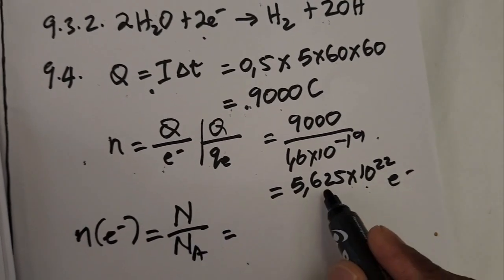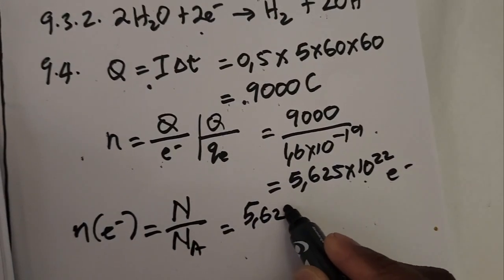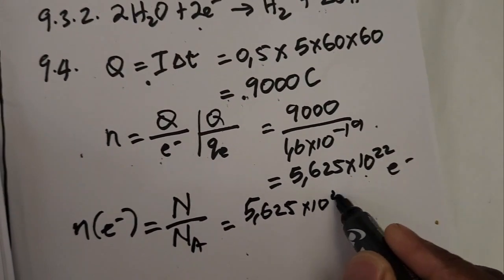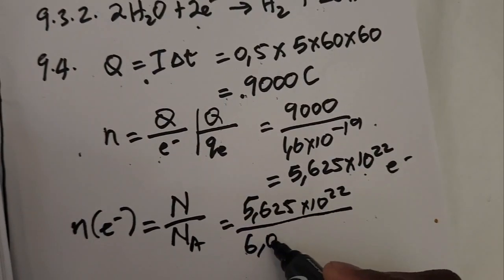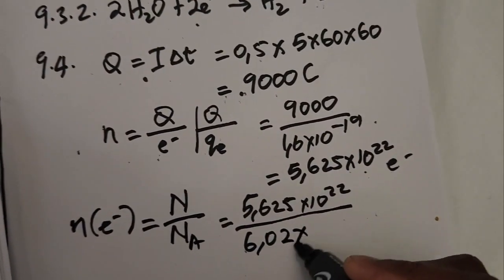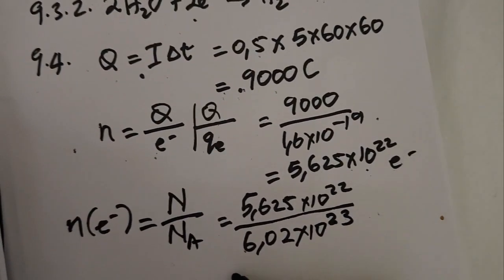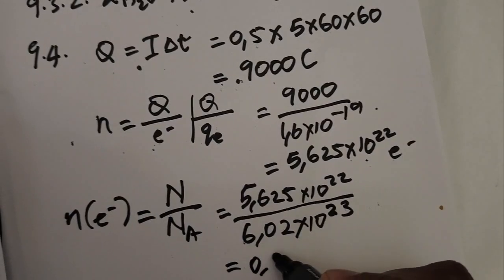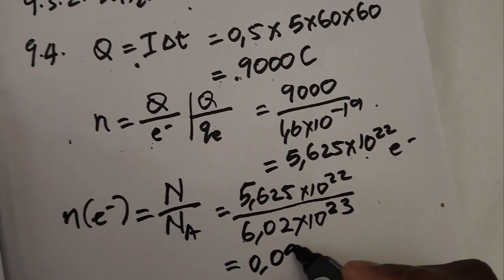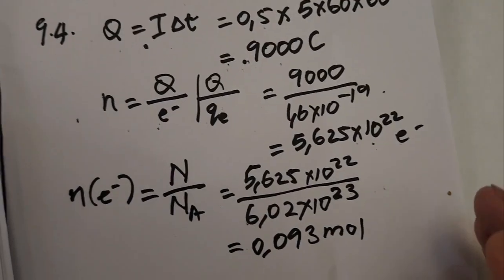Therefore, the number of electrons is the one that we just calculated, 5.625 by 10 to exponent 22, and the Avogadro's number is 6.02 by 10 to exponent 23. Now the answer here, you get something like 0.093 mole. Fine, now we have got moles.